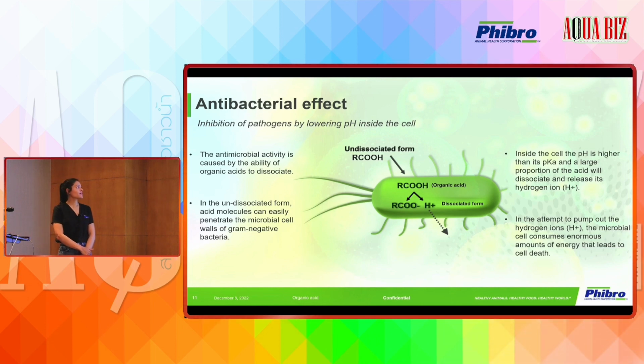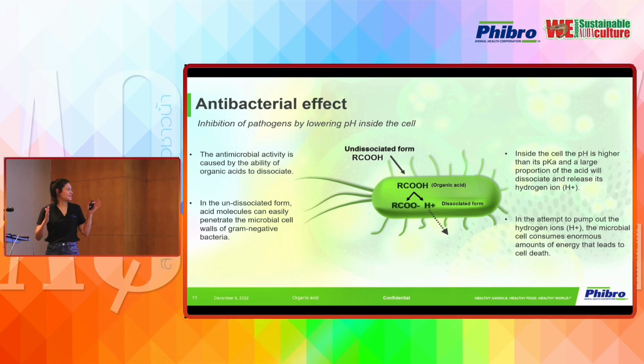The antibacterial effect: organic acid has the ability to inhibit pathogens by lowering the pH inside the cell. So how does it work? The antimicrobial activity is caused by the ability of the organic acid to dissociate. In its undissociated form, the acid molecule can penetrate the microbial cell wall, normally of a gram-negative bacteria, and inside the cell, the pH is higher than its pKa value.